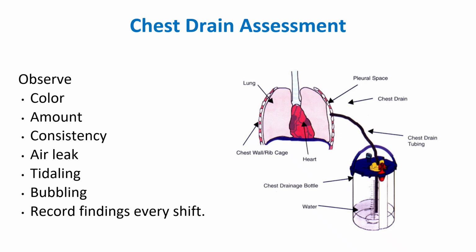Then, chest drainage assessment. How do you assess the drain? You have put the ICD in, and the drainage is coming and collecting. What are all the things you will assess in the drain? You have to assess the color, the amount, the consistency, whether any air leak is there or not, bubbling, tidalling, and record the findings every shift. Clear? So all these parameters you need to assess.